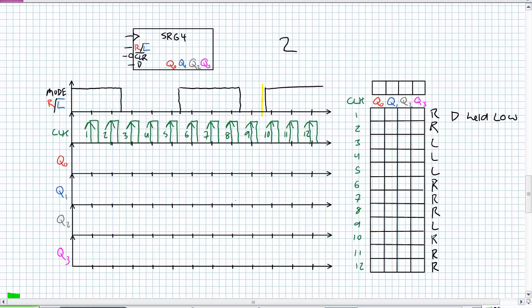There you go. And I'm going to do some indication that between 9 and 10, there's going to be a clear. And again, what are those clear inputs? Those are asynchronous clears. The moment that that clear signal is given, it will instantly clear out. It doesn't have to wait to a clock edge.